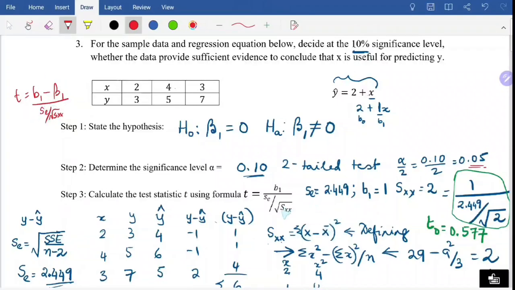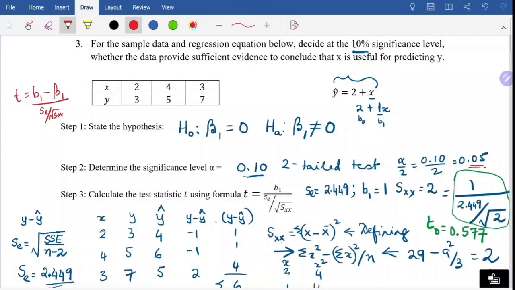All right, so now we have to find b sub 1. We have to plug in all these values, but before that we have to perform some calculations to find s sub e and s sub xx. Now s sub e we had actually found previously in 5.1, so I may just use that value. It was 2.449. I'm not recalculating it, but if you recall, s sub e was the square root of s sub xx divided by n minus 2. No, I'm sorry, it was s sub yy.